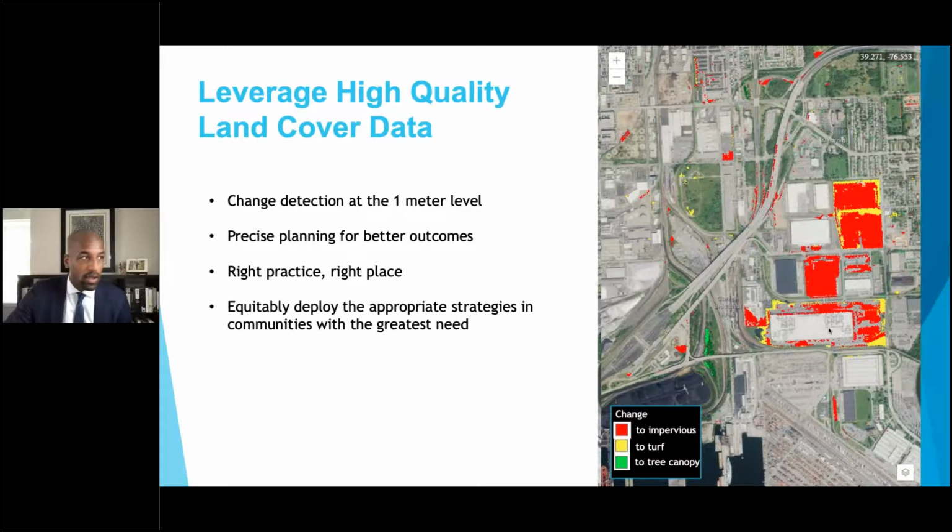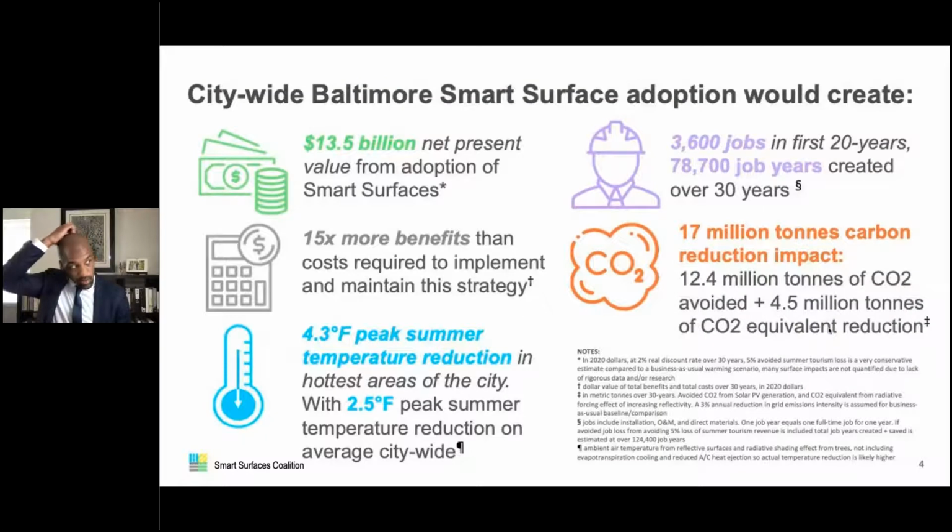So, with the research, we saw a couple of things, and one of the most significant ones was the net present value of implementing these practices across the city, and it was estimated at $13.5 billion, which is 15 times more than the benefits cost to implement. And that resulted in significant decreases in temperatures during the summer. But I think, also resulted in jobs and a reduction in CO2.